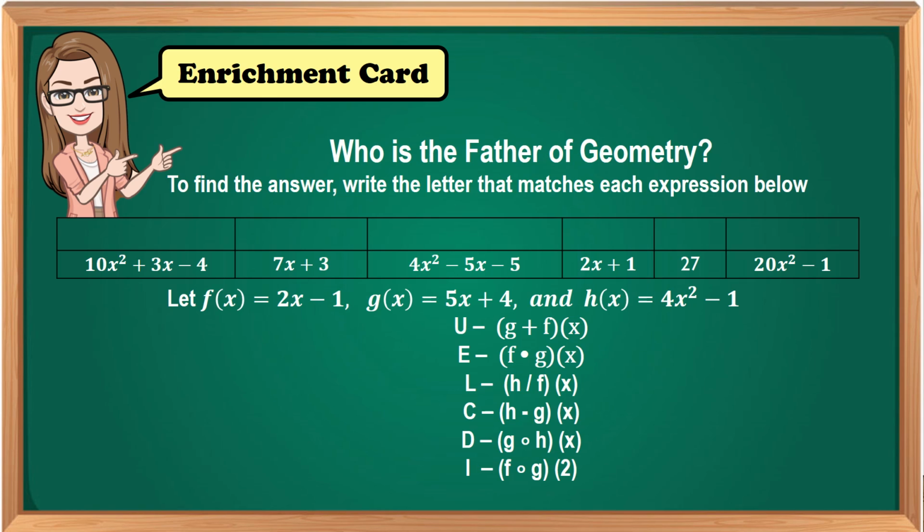And for our enrichment card, we have this problem. Who is the father of geometry? To find the answer, you have to write the letter that matches each expression below. So you have to solve for the operations on each letter. So the given are let f of x is equal to 2x minus 1 and g of x is equal to 5x plus 4 and h of x is equal to 4x squared minus 1. So the answers to these operations will be found in each box. So you're going to write each letter where you found the answers.